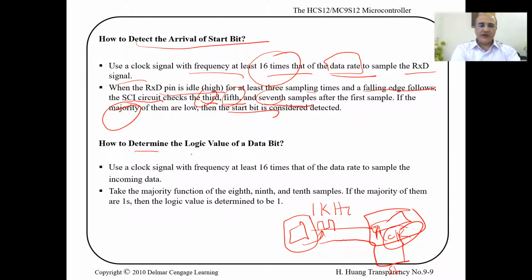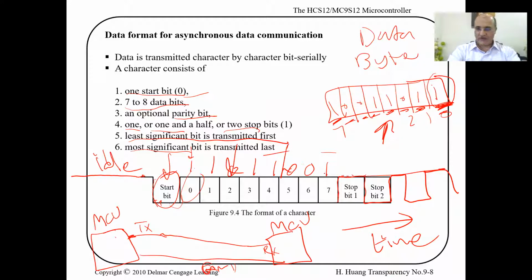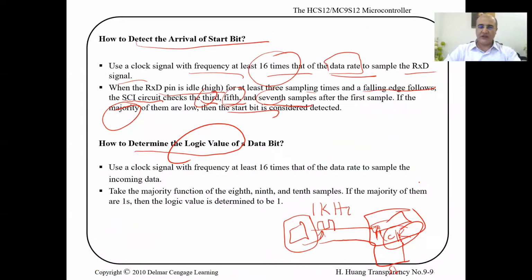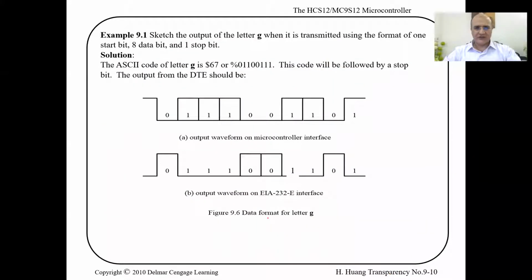How do we determine a logic level? Same thing. A logic level of this bit or whatever bit, you're writing it for 16 samples. You're reading it 16 samples, okay? 16 times, ideally. But for any logic level other than the start bit, instead of looking at the majority of the third, fifth, and seventh, this is for the start bit. For recognizing the level of a data bit, we look at the eighth, ninth, and 10th samples we've read. If the majority was a one, then you decide that you read a one. If the majority is a zero, then you decide that you read a zero. And again, this is all implemented internally inside the SCI module. But this is for us to understand.